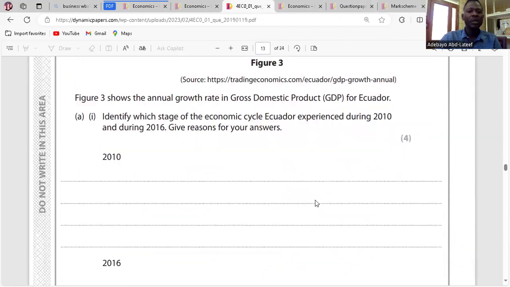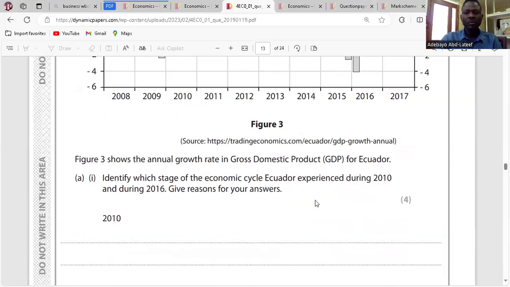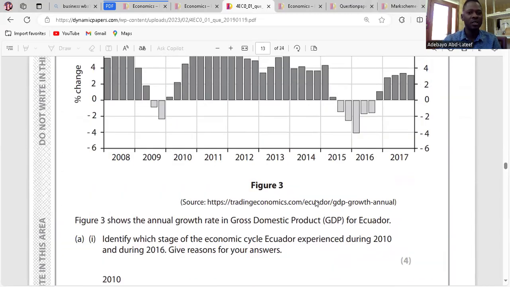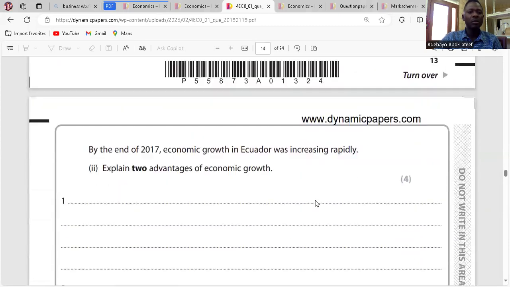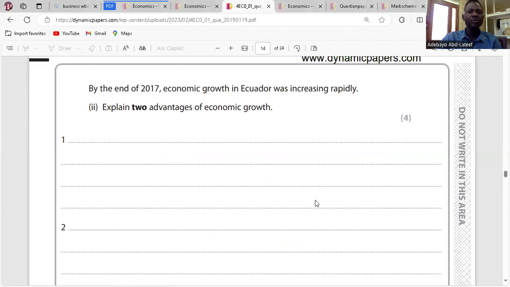That's boom. Then in 2016, going back to 2016 from 2015. From 2015, it was a negative GDP, and all through 2016 was negative GDP. So that means there was an economic decline for 2 quarters, which represents recession. So there's recession in 2016, and there's boom in 2010. Clear?